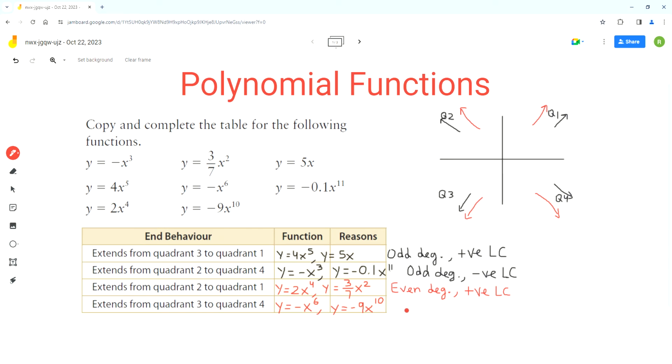And now we can write the reason. So even degree and negative leading coefficient. So these are the steps you have to keep in mind to solve a problem like this one.